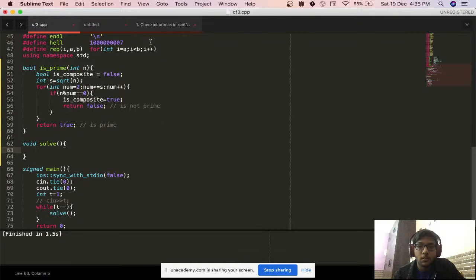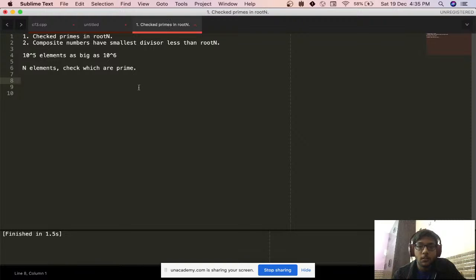So how much time does it take? Root n, we know that already. And since elements are up to 10 power 6, it can take at max 10 power 3 operations, right? Because root 10 power 6 is 10 power 3. And this 10 power 3 is being done for every element, right?